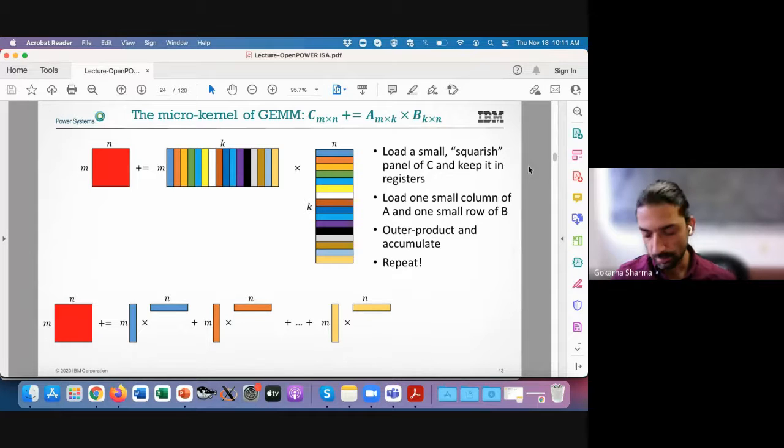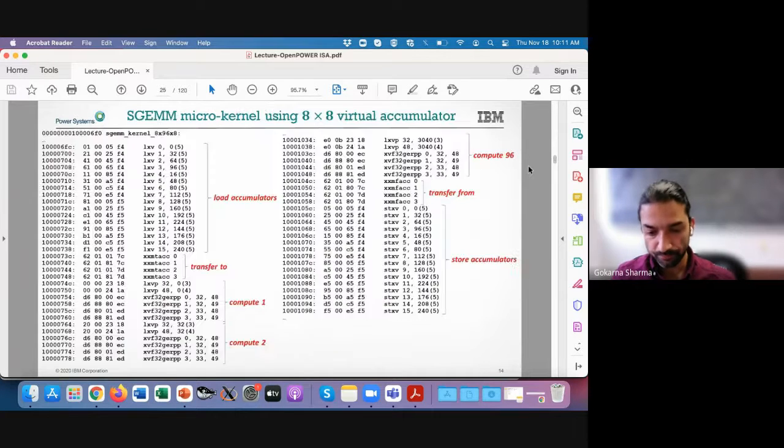So this is how the computation is done using accumulators. And this is one example of how you write a microkernel using an 8x8 virtual accumulator. We said that the accumulator is a shadow, because it resides inside the vector scalar registers. So here, this shows how you write one. This is the 8x8 virtual accumulator you are using.